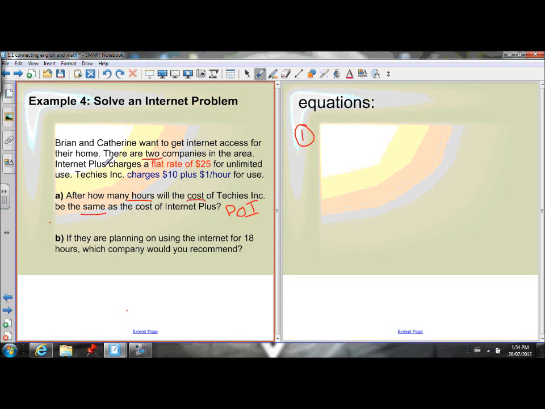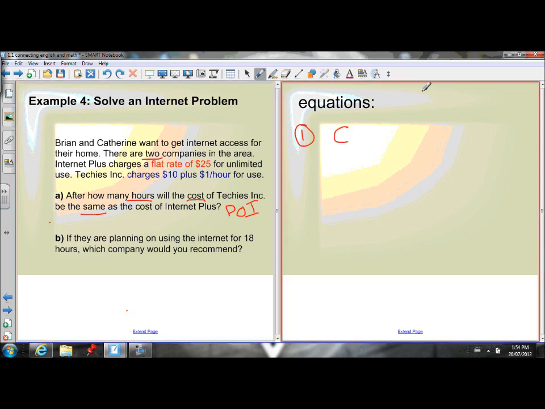Internet Plus charges a flat rate of $25 for unlimited use. So hours doesn't really apply to that company because they just charge a flat rate. So we know that the cost of Internet Plus, I'll use C equals cost. The cost of the first company is just $25. It costs $25 for unlimited use.